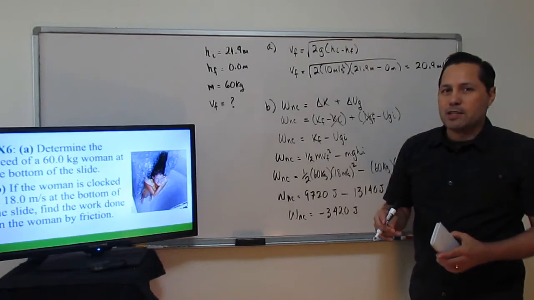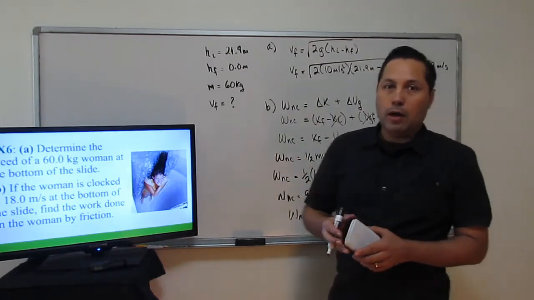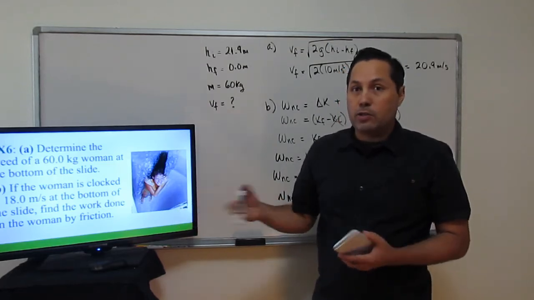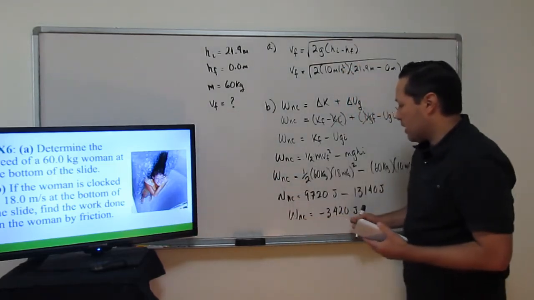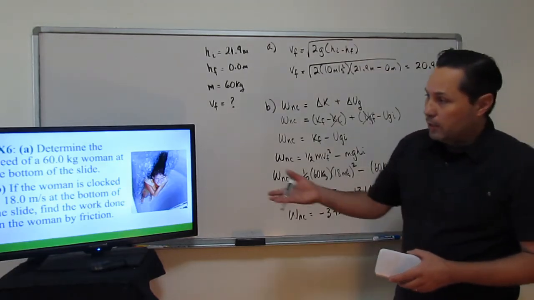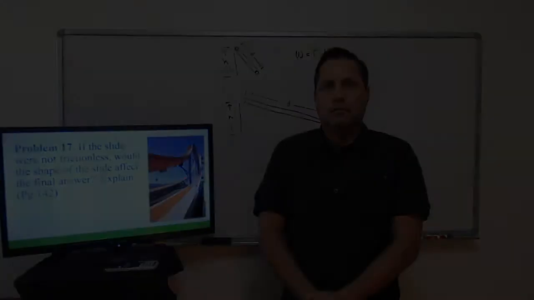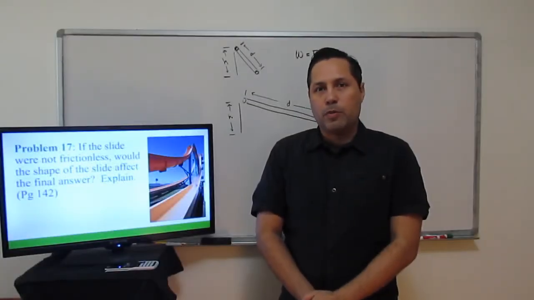Why is the answer negative? Well, friction is working against our woman who's sliding down the slide. So it's working against her. So that's why it has a negative value. So that's how much work was done by friction. Alright, that takes care of part A and B of example number 6. Up next for us is problem number 17.